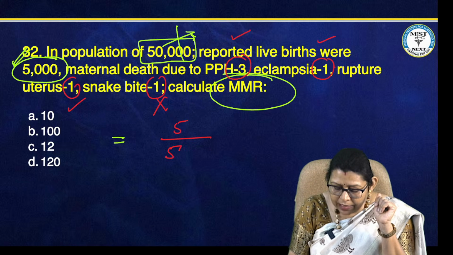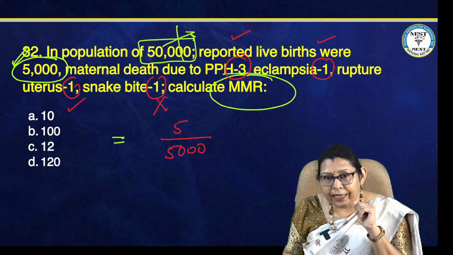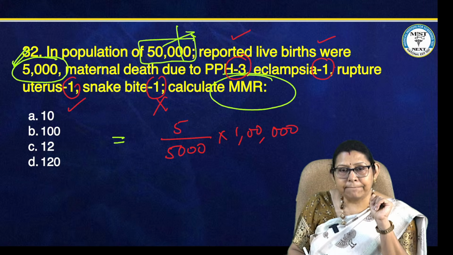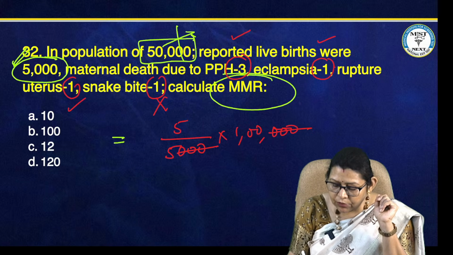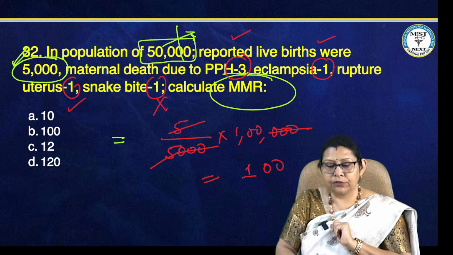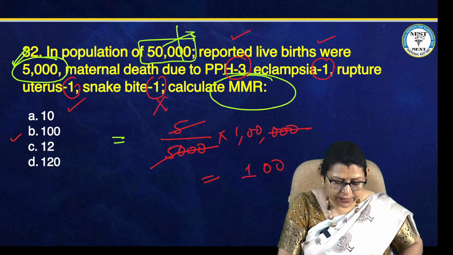डिनोमिनेटर में क्या आएगा? आपका लाइव बर्थ्स आएगा. This is a second catch. And multiplier क्या है? It is your 1 lakh. Okay, so 30 gone, 55 gone. So your answer left is 100. So yes, you all are very right. It is 100. ठीक है.